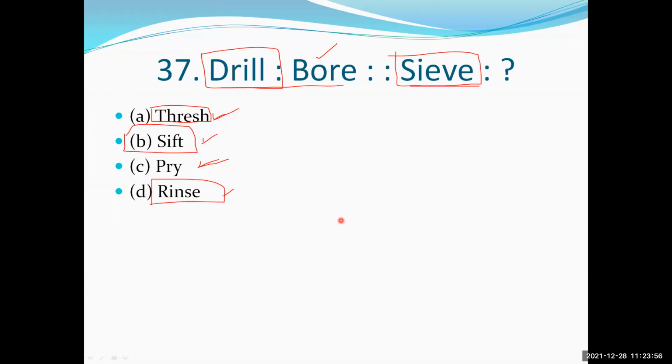So here, yes, Sanyush, thresh is a grain separating machine. I think we use it in our day-to-day life also. We see it a number of times, or we have used it also. So for this question, sieve is associated with SIFT. So option B is the answer here.